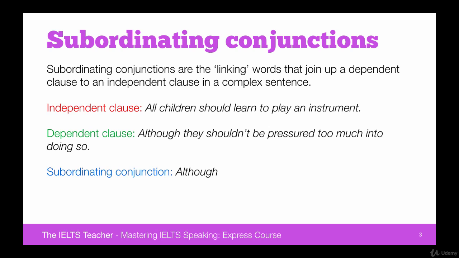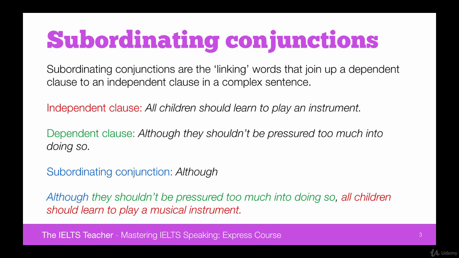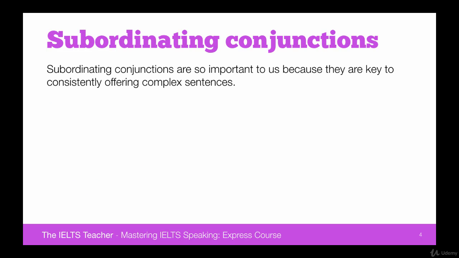The subordinating conjunction here is the word although. That's what makes this a dependent clause. You can see this turns now into a sentence when we add the dependent clause on to the independent clause. Although they shouldn't be pressured too much into doing so, all children should learn to play a musical instrument. It's as simple as that. Use a subordinating conjunction within a dependent clause, and then attach that dependent clause onto an independent clause. Subordinating conjunctions are so important to us because they are the key to consistently offering complex sentences.